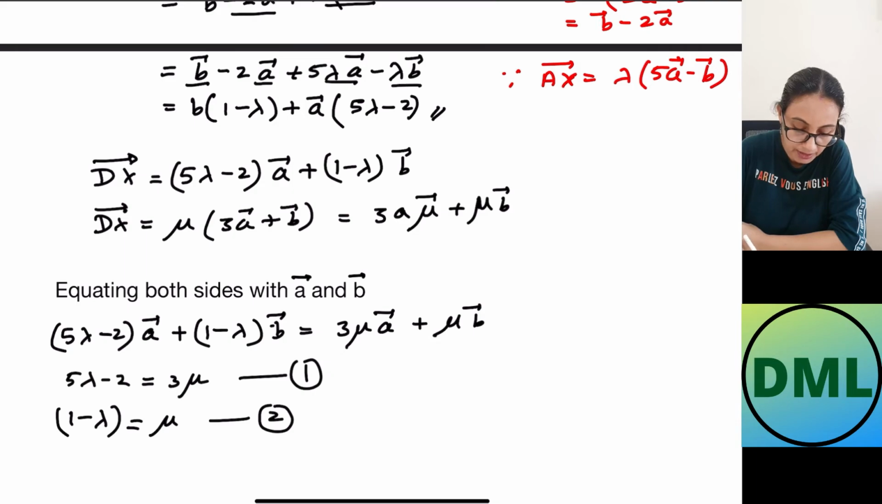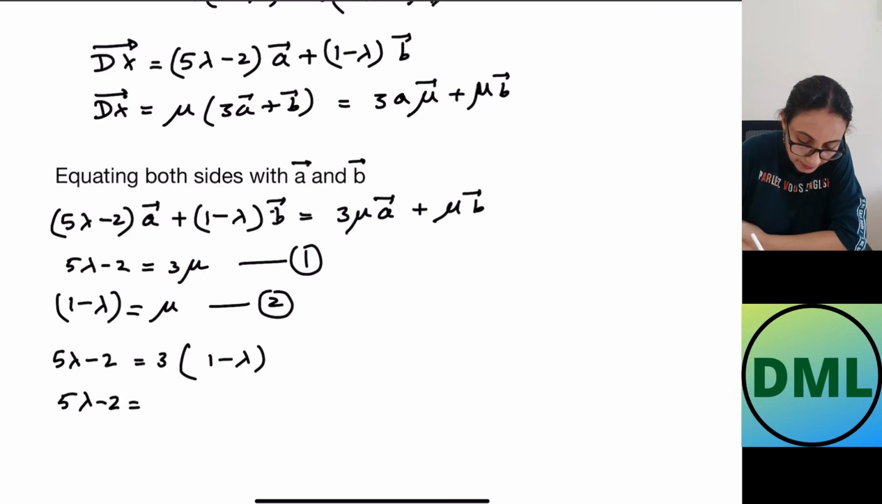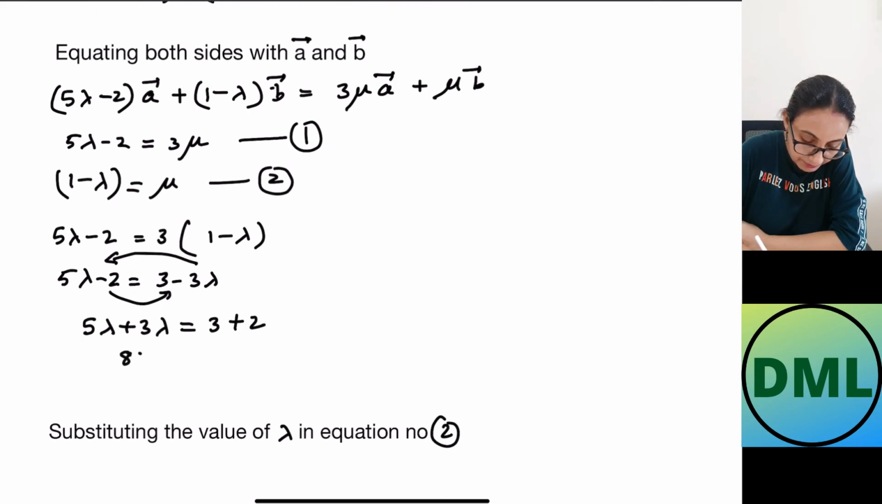Now what I am going to do here is substitute the value of mu from equation number 2 into equation number 1. So 5 lambda minus 2 is equal to 3 times mu, and mu is 1 minus lambda. Now open the bracket here: 3 minus 3 lambda. Now move this 3 lambda to the other side and minus 2 to the right hand side. So this can be written as 5 lambda plus 3 lambda is equal to 3 plus 2. If I add it, it will be 8 lambda is equal to 5. So lambda is equal to 5 over 8. This is my value of lambda.